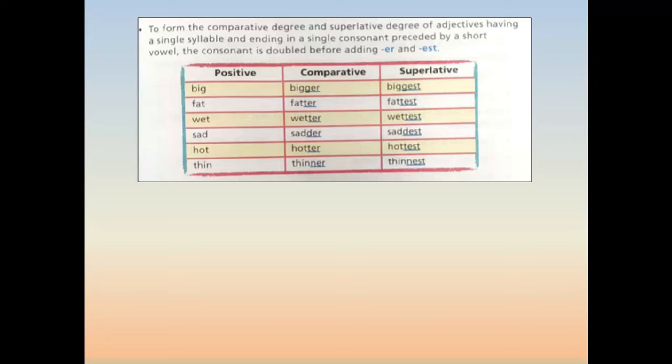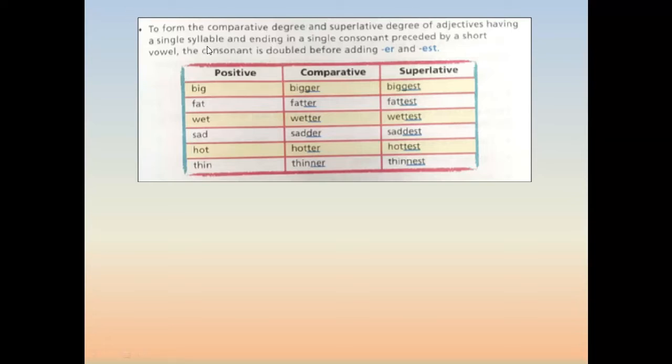I told you, water is wa-ter, so two syllables. That is how you have this rule, the rule which we are going to discuss over here. This is about the adjectives that have only one syllable, like these words: big, fat, wet, etc. And then what does it say?